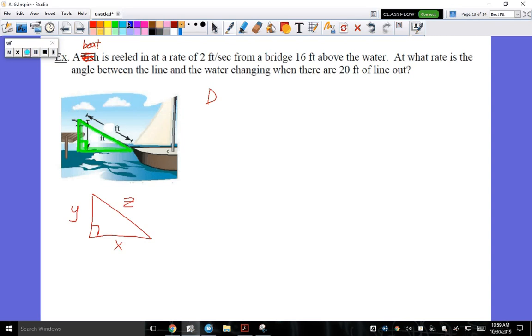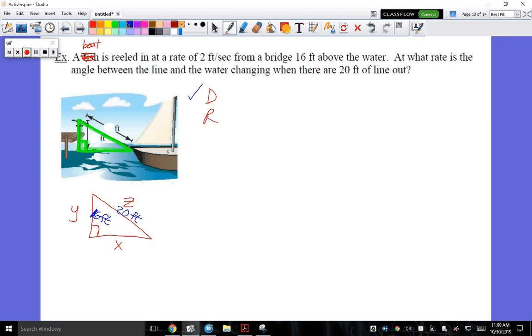All right. What else can we add to this picture from the reading? Y is 16, right? So let's do that. Y is 16 feet. And Z is 20 feet. Okay? It's okay if you didn't see it yet. I'll show you in a minute. The diagram is done.